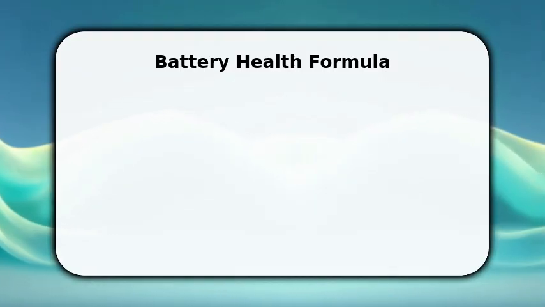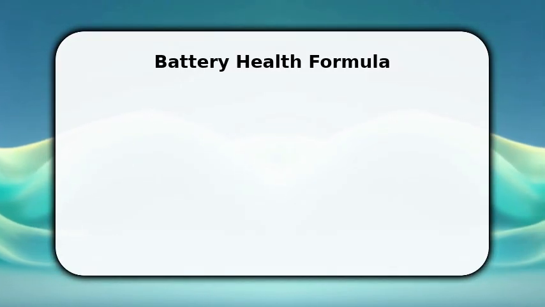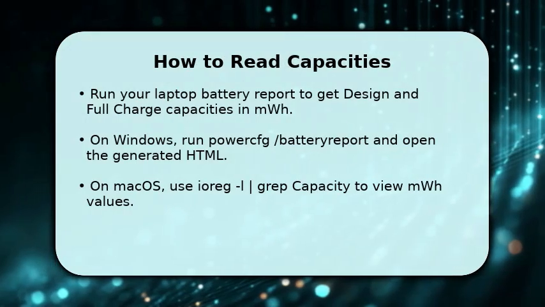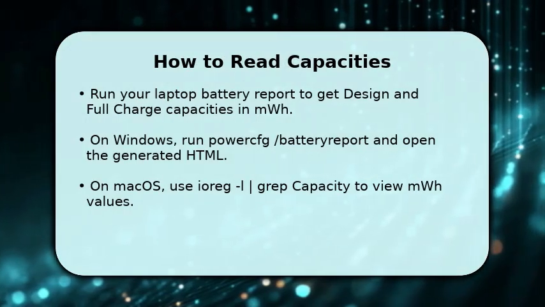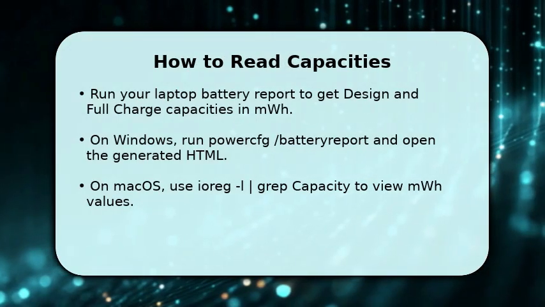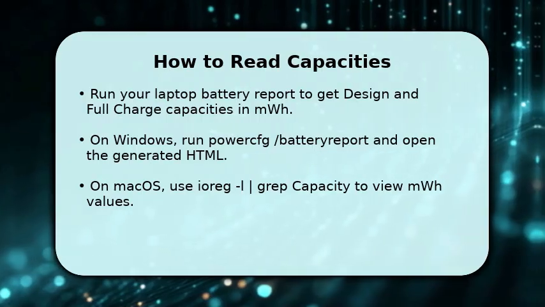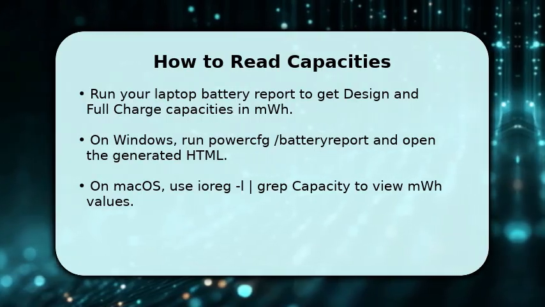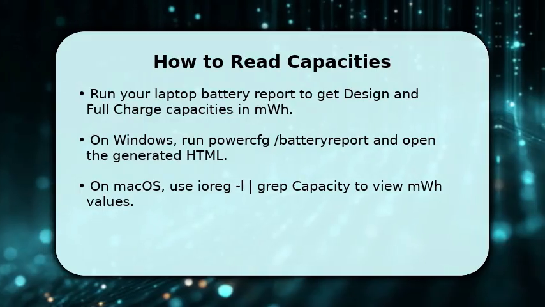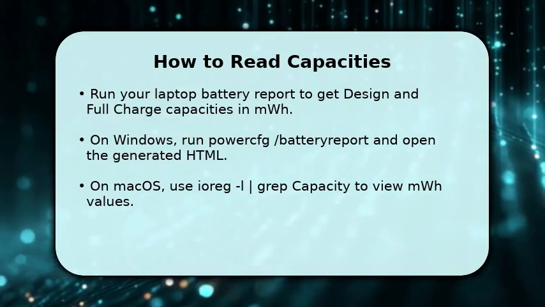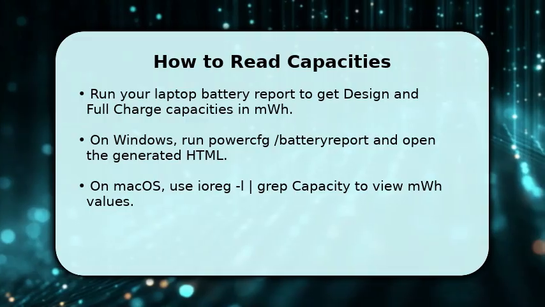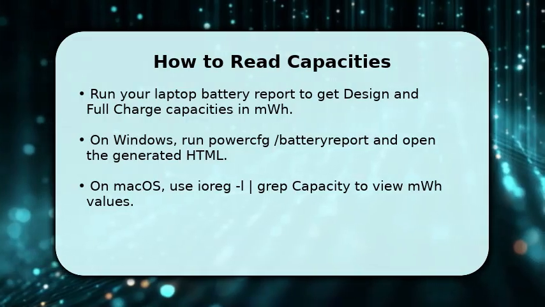Next, show how to find the design capacity and full charge capacity on your laptop. On Windows, run powercfg /batteryreport and open the generated HTML file. The report shows design capacity and full charge capacity in mWh. On macOS, run ioreg | grep capacity and read the values labeled in mWh.